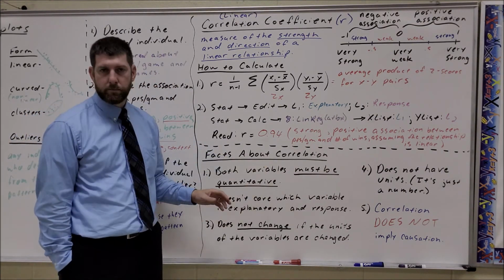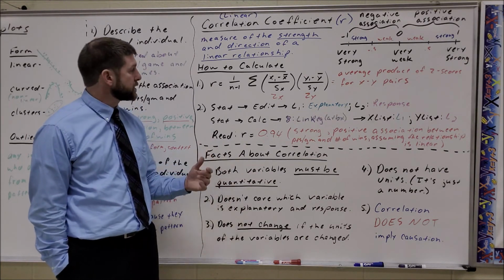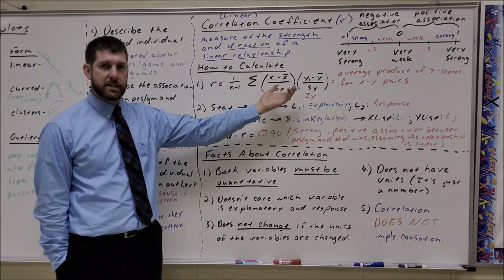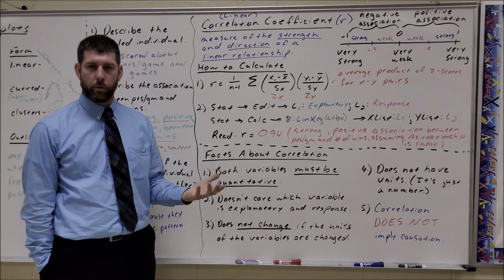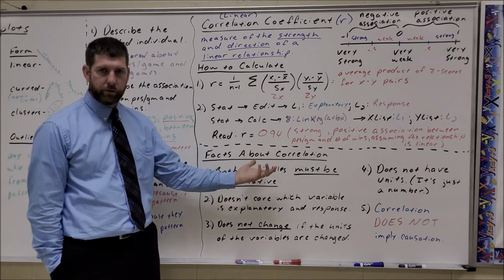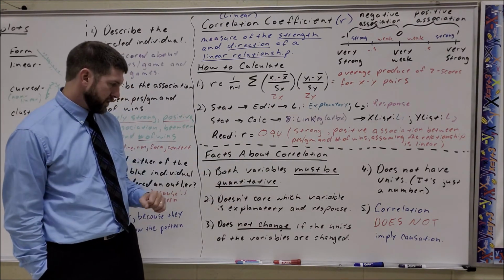So things that need to hold for correlation: both variables must be quantitative. That should make sense, because if I'm calculating z-scores, you can't do a z-score for categorical information. So both variables must be quantitative.